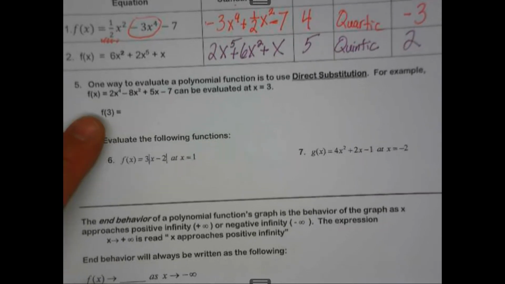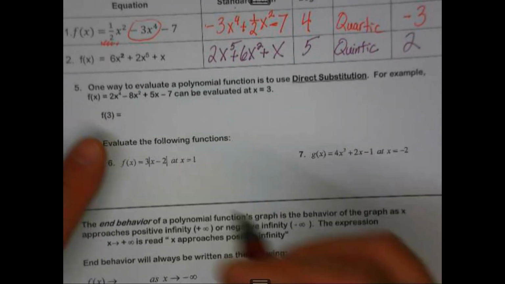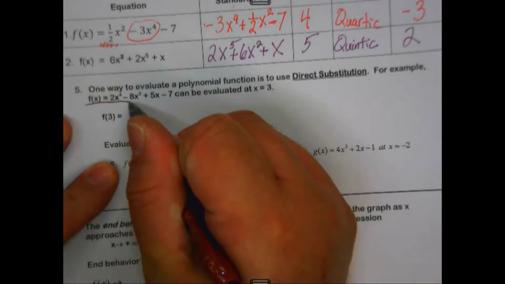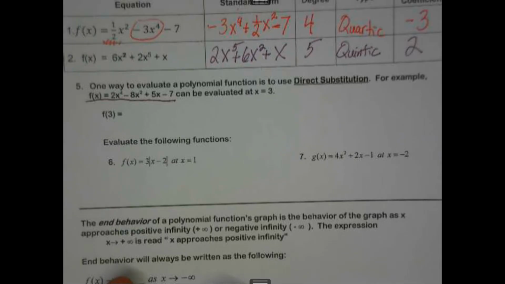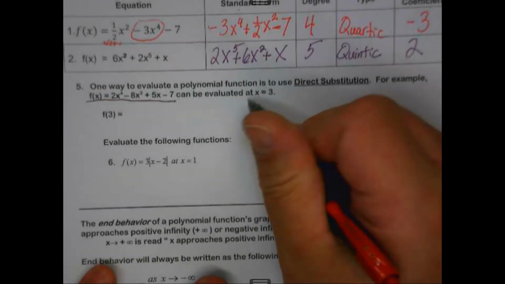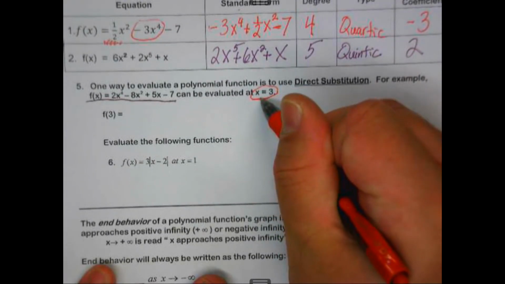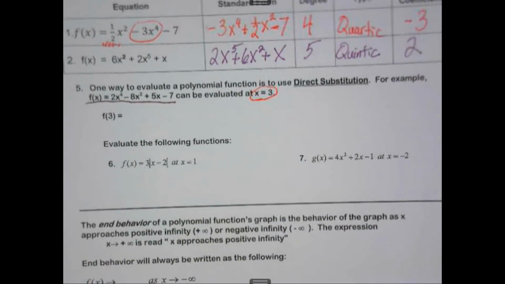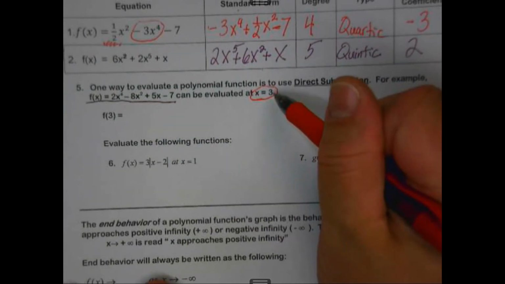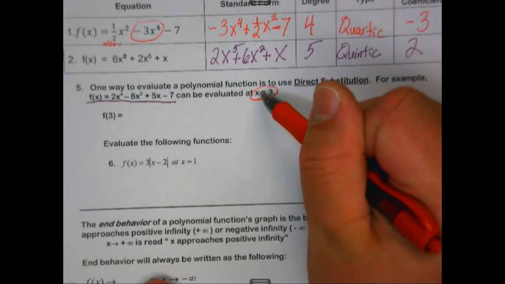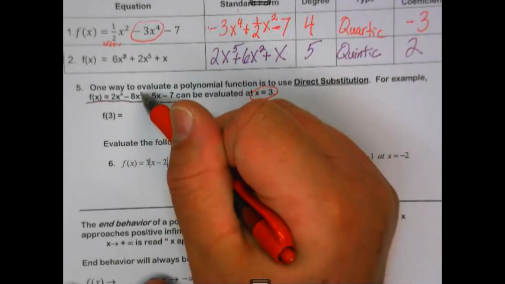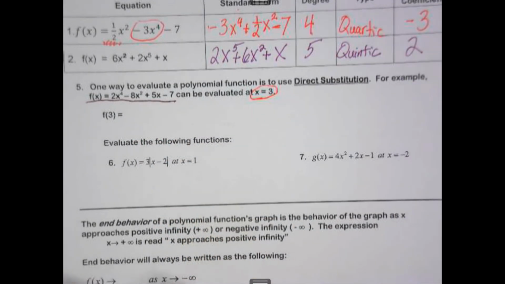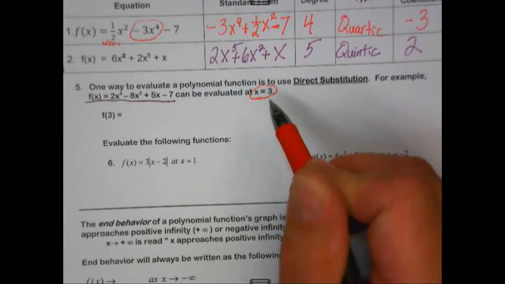Okay, here they give us a polynomial function in standard form already. Now they give us what x is. This is kind of like what we did yesterday for our homework, where we took that f of x is 3. Wherever we saw an x, we substituted in the 3. So the f of 3.